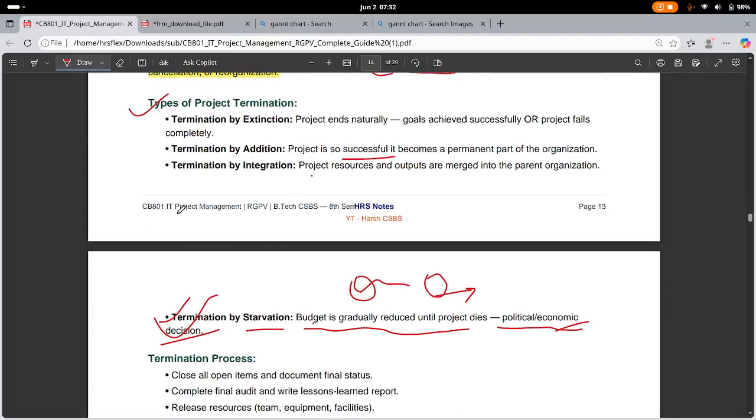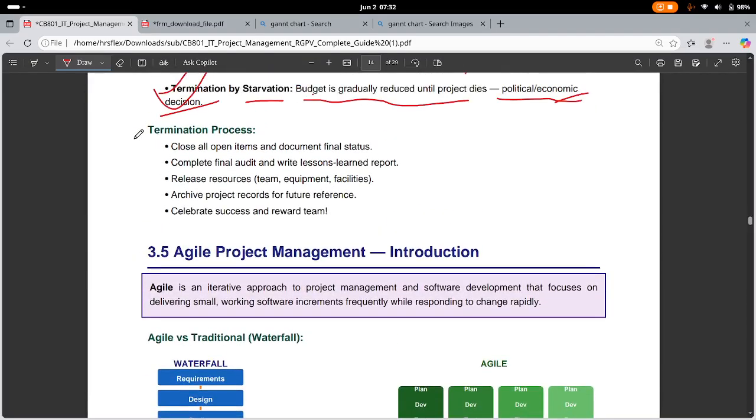So there are a few things here. The termination process closes all the open items and documents file status, completes the final audit and writes these reports, releases resources like the team, equipment and facilities, archives the records for future relevance, and celebrates success or rewards the team if you have any. So these are the things that you should do in the termination process of any project.